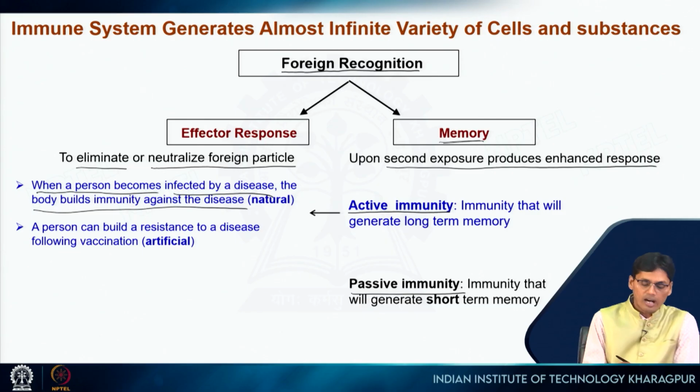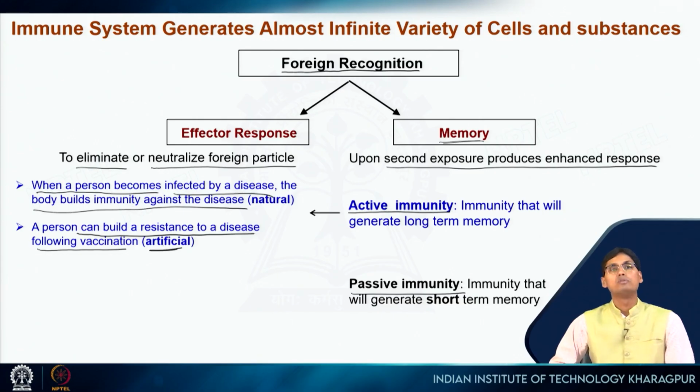On the other hand, a person can build resistance to a disease following vaccination; that is artificial active immunity. So what is the example? For example, when I was a kid, I had chicken pox. Chicken pox is not a severe disease, it's a mild disease, but because of that suffering, my immune system developed the memory and I didn't have chicken pox anymore. This is an example of natural active immunity.